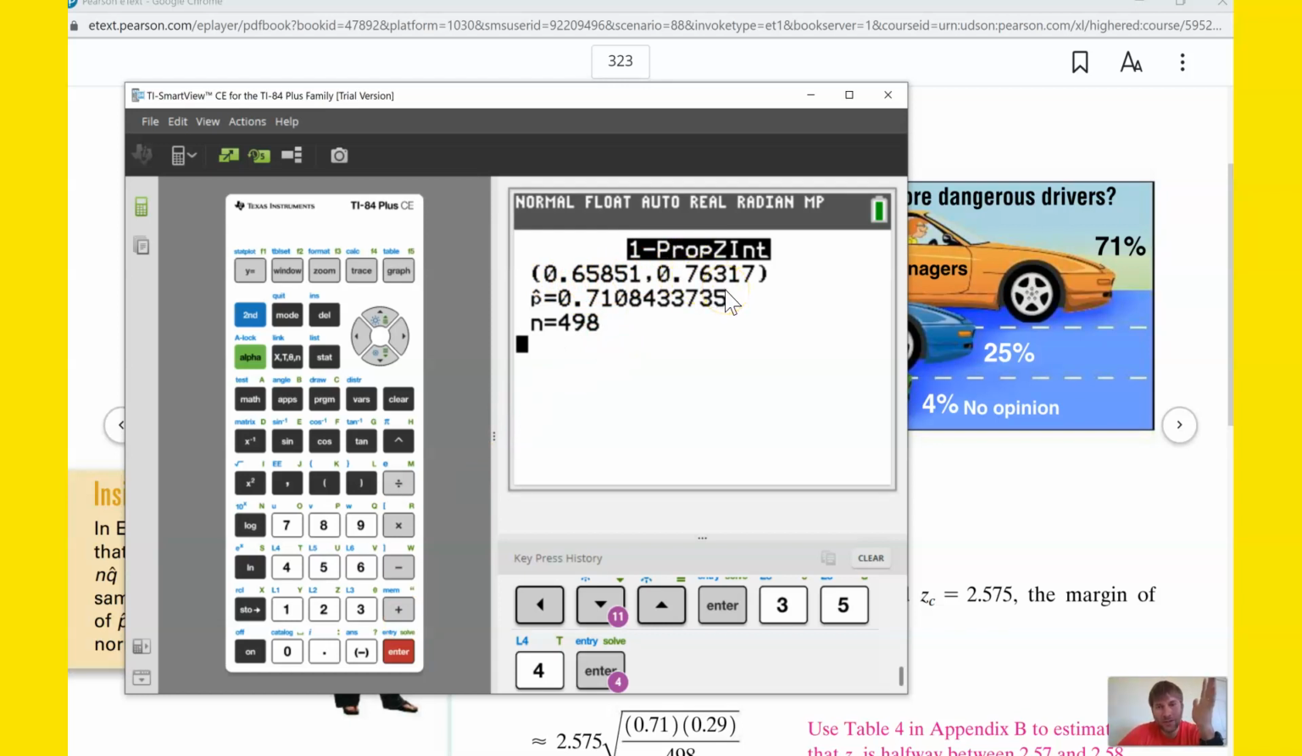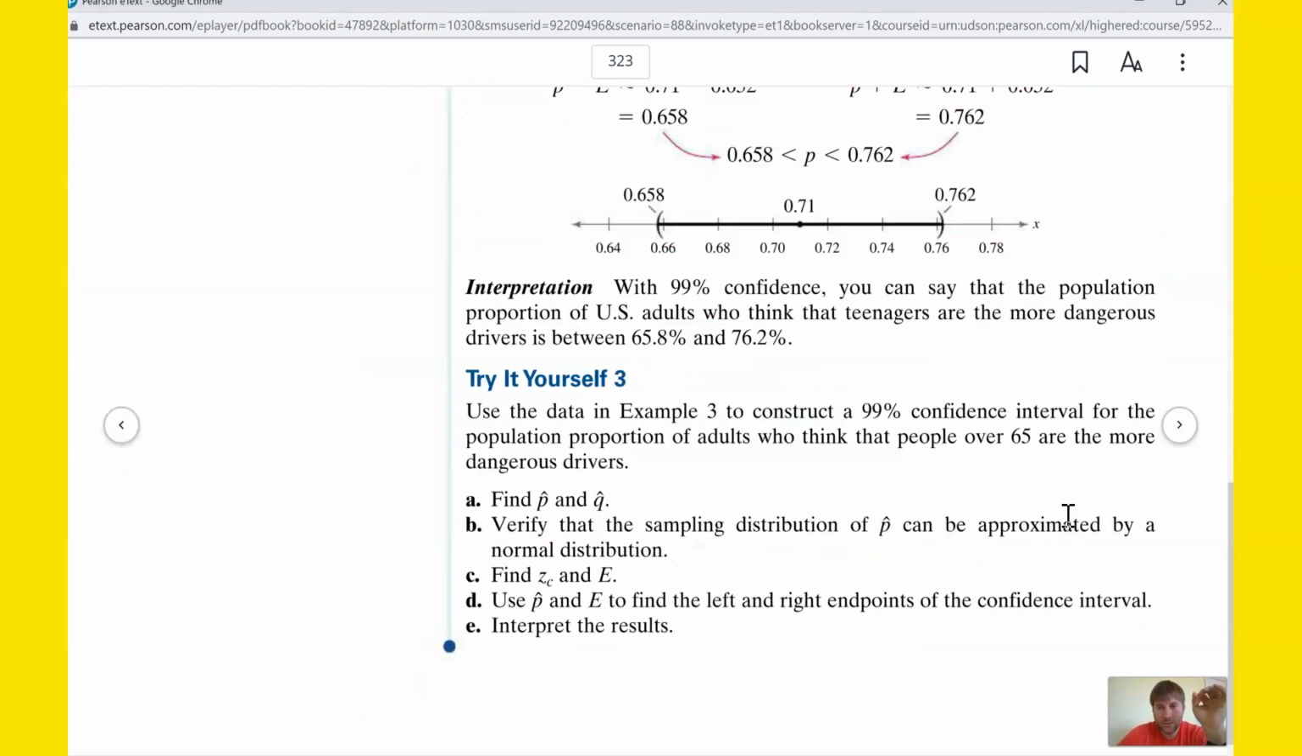So to be 99% confident about the proportion, we can say that the proportion of the population that believe that teenagers are the more dangerous drivers is between 66% and 76%. All right. Moving on. Next page.